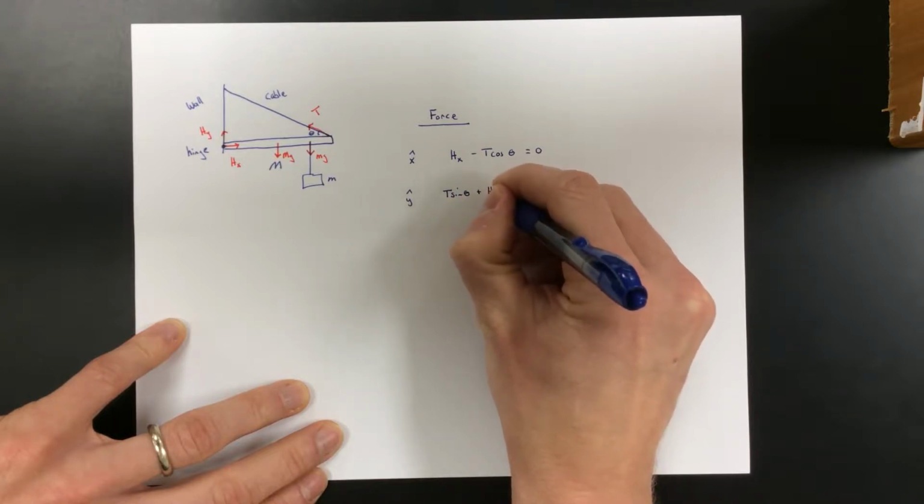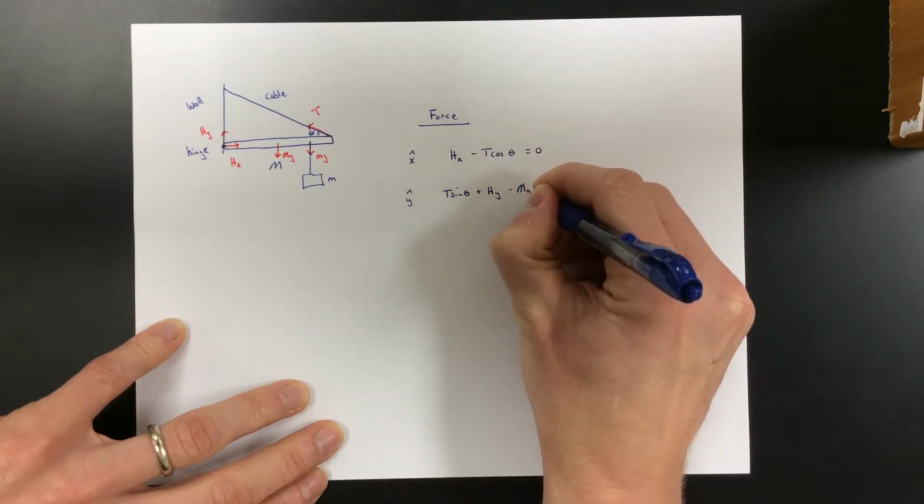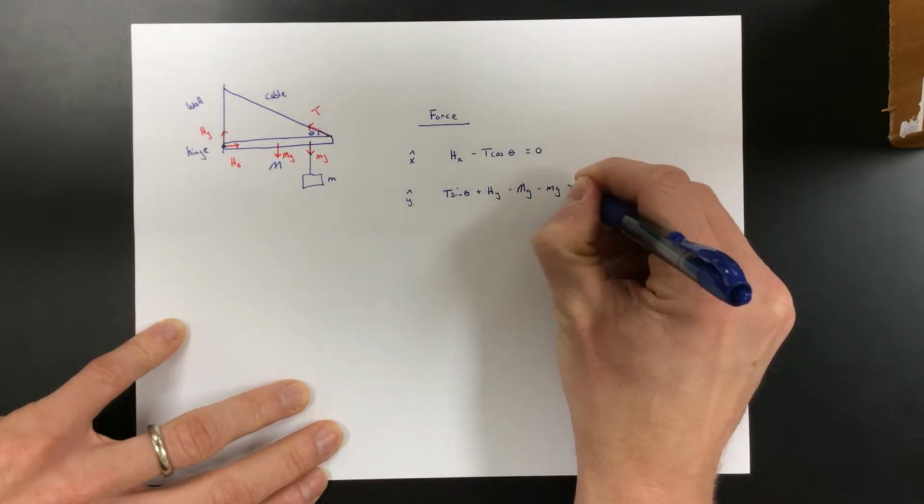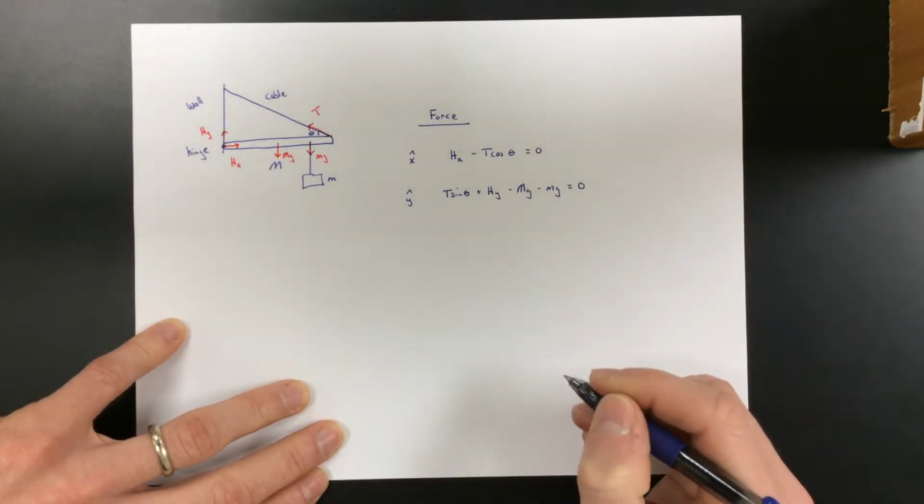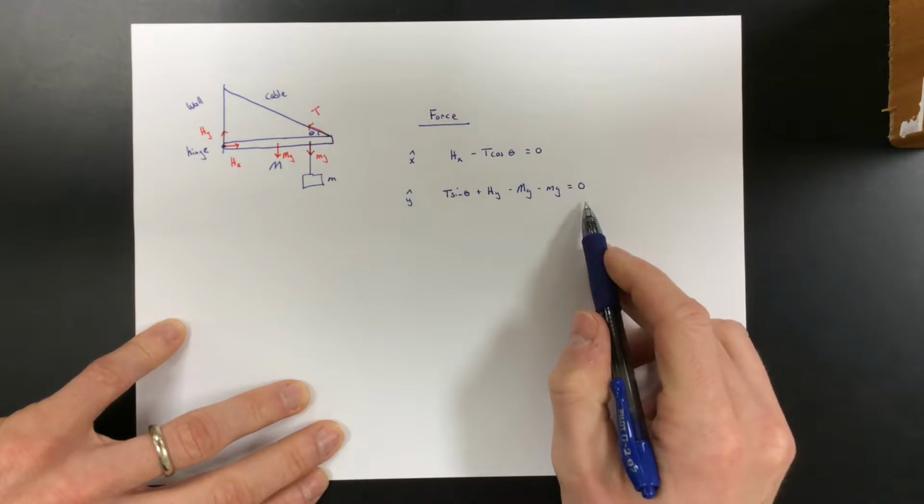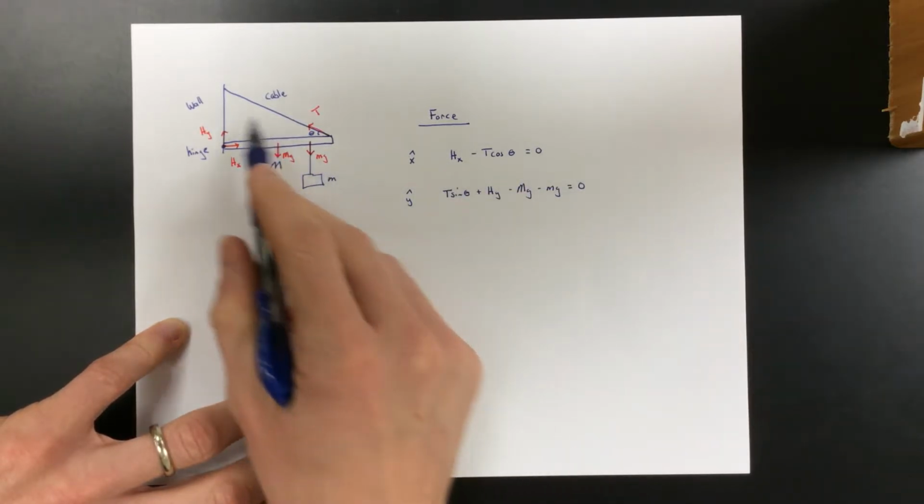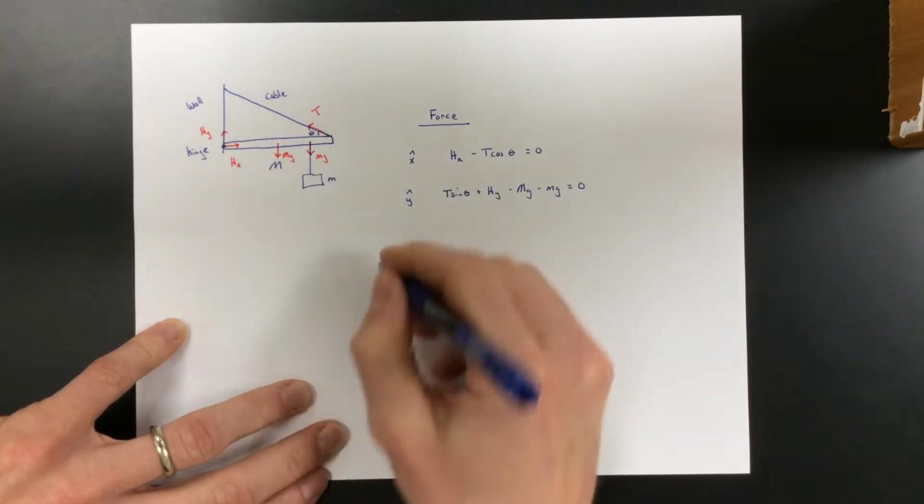And then in the y direction, we have T sine theta that's up. We have HY that's up. And then we have the board's weight and the box's weight that are down. And those have to be balanced. The ups versus the downs have to be zero. And that's kind of just an old school analysis of all the forces acting on that system.